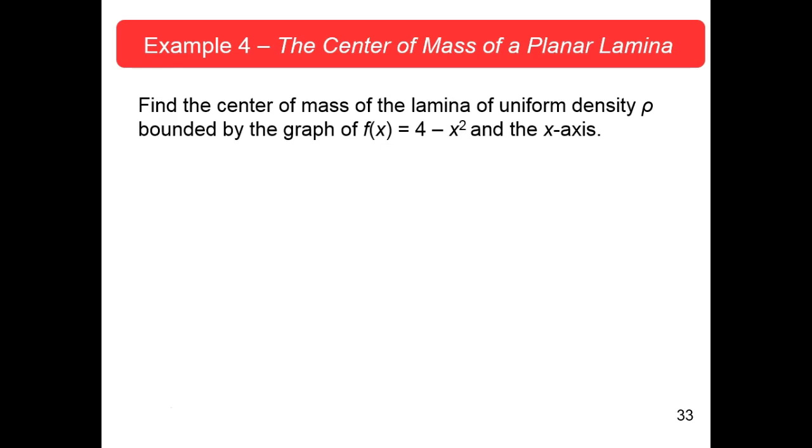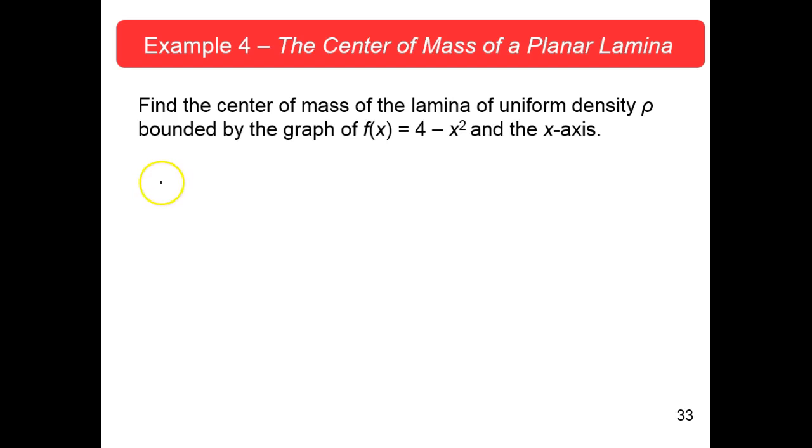Okay. Find the center of mass of the lamina of uniform density rho bounded by the graph f of x equals 4 minus x squared and the x-axis. So g of x is y equals 0. Very simple. Center of mass of the lamina, uniform density rho, bounded by that.